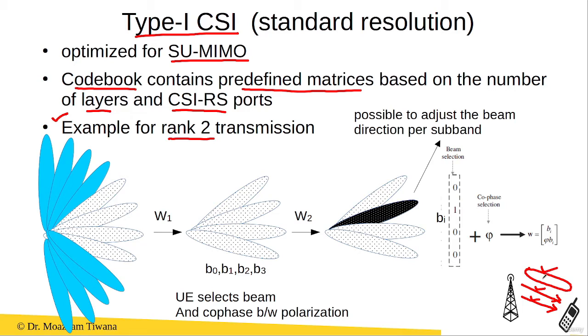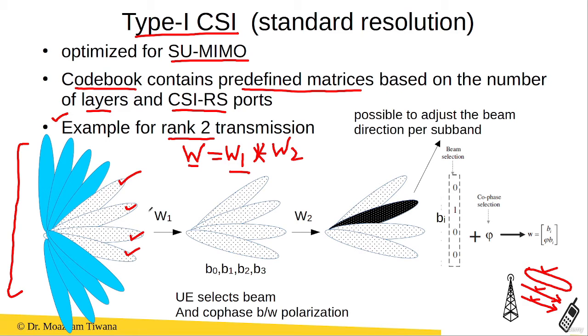Now, how does this beam selection take place? This beam selection takes place using the precoding matrix W. Now, if this is the total number of beams, we know that the precoding matrix is the product of the W1 matrix and the W2 matrix. The W1 matrix is based upon the long-term characteristics of the wireless channel, and the W1 matrix selects 4 beams out of all these beams based upon the long-term characteristics of the channel. So these are the 4 selected beams.